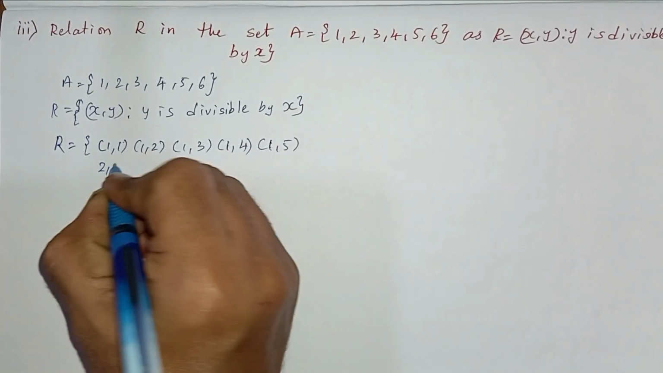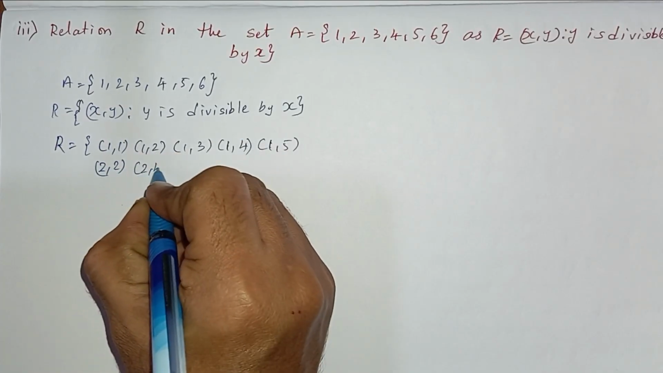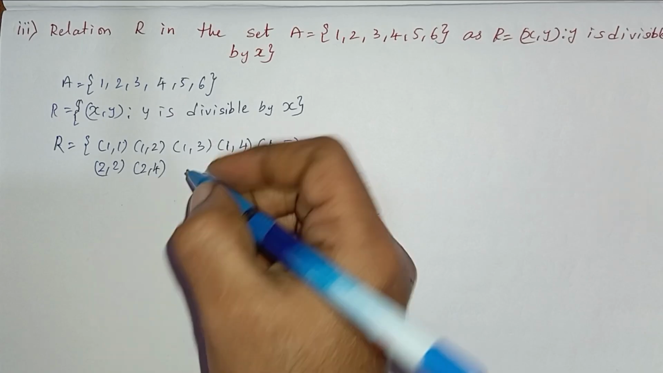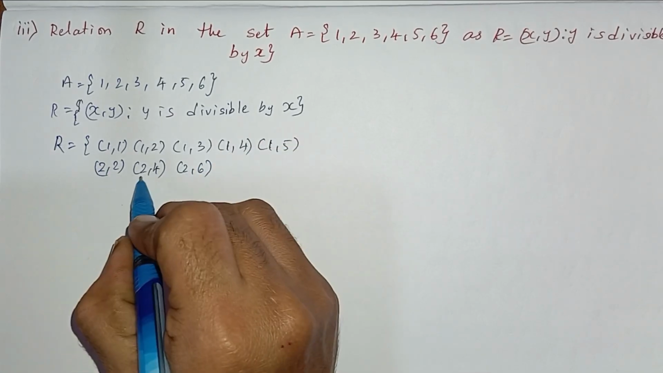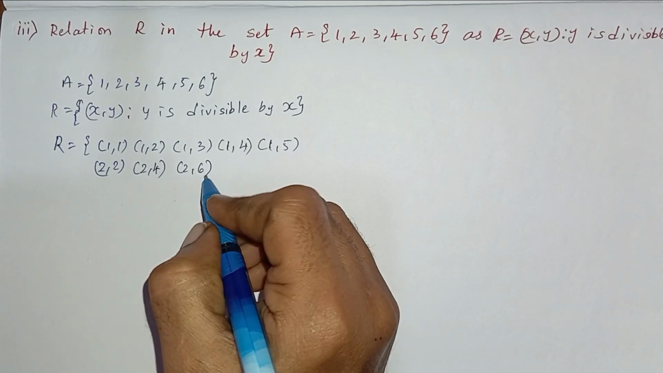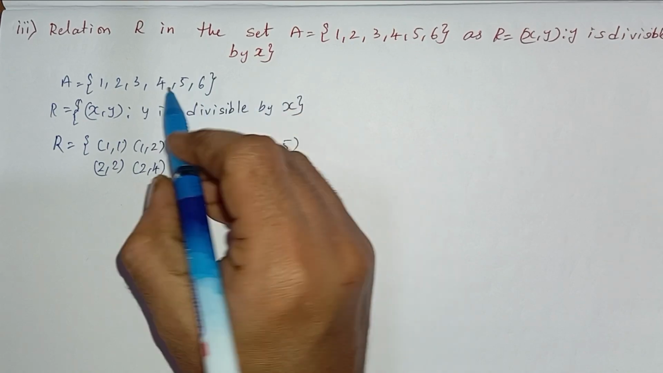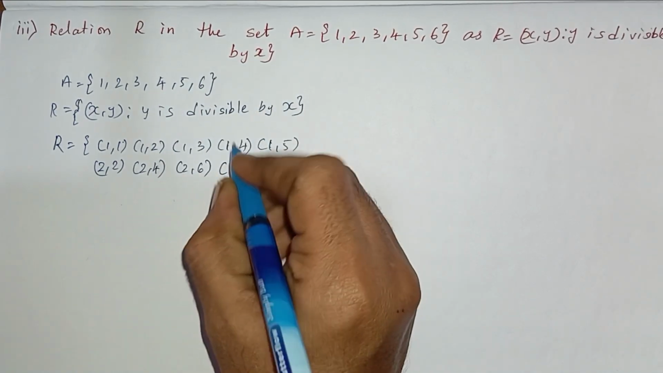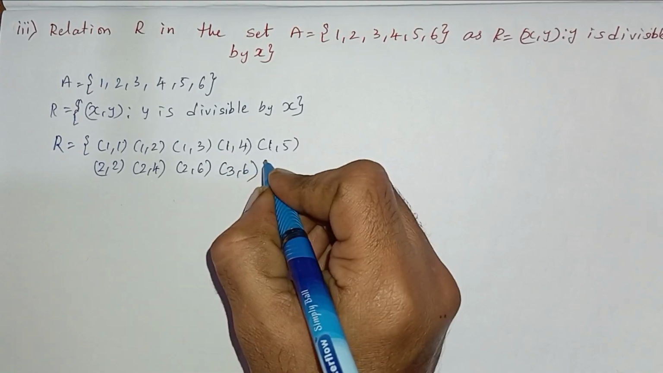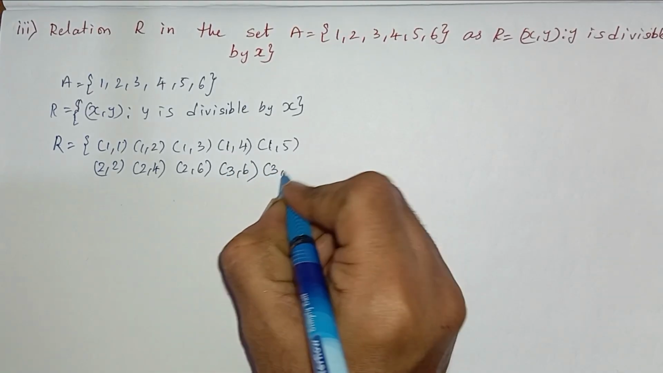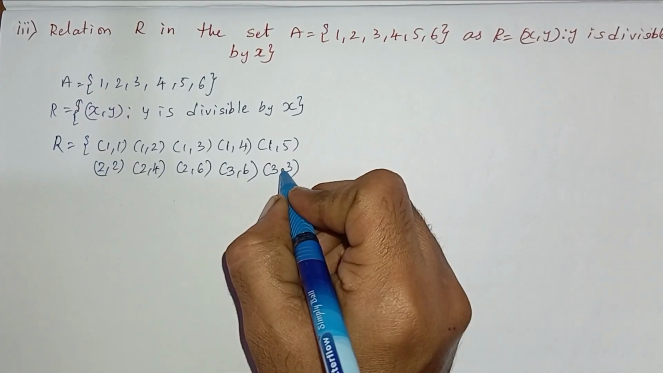Next, if it is for 2, then 2 is divisible by 2, 4 can be divided by 2, and 6 can be divided by 2. So we have 2 comma 2, 2 comma 4, and 2 comma 6. The next is 3. If we take x value as 3, then only 3 and 6 can be divided by 3. So we have 3 comma 3, as the number can divide by itself, and 3 comma 6.